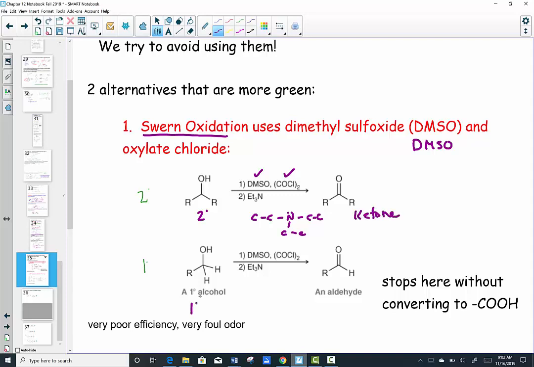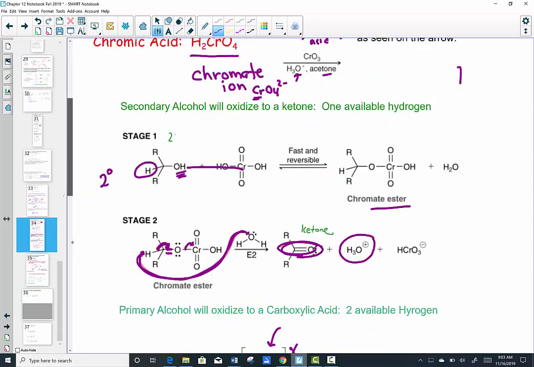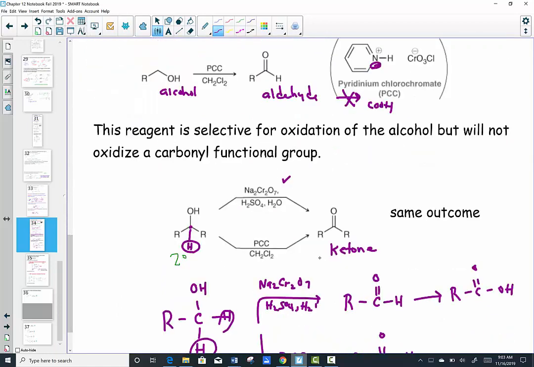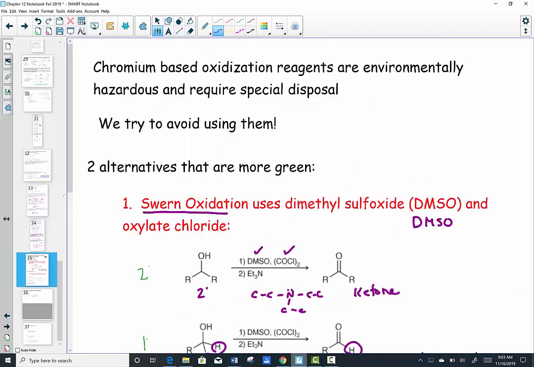A primary alcohol, even though there are 2 available hydrogens, only oxidizes once and stops at the aldehyde. So we have the same exact outcome as we did for PCC. Same exact outcome where we had 1 oxidative step and stopped. So why aren't we using this all the time?